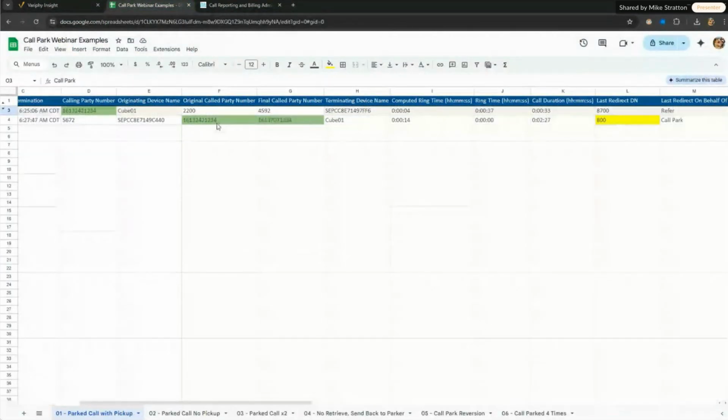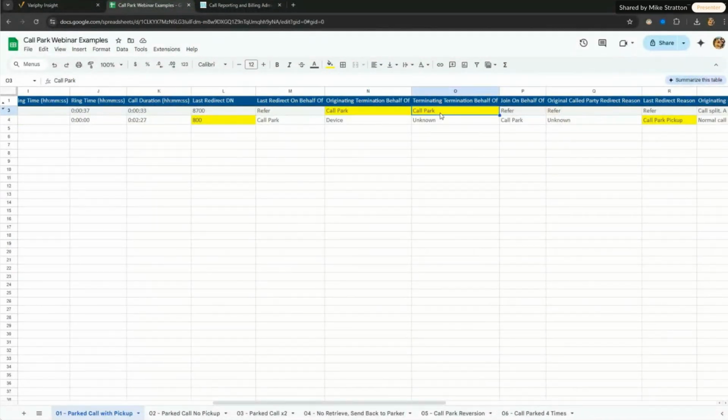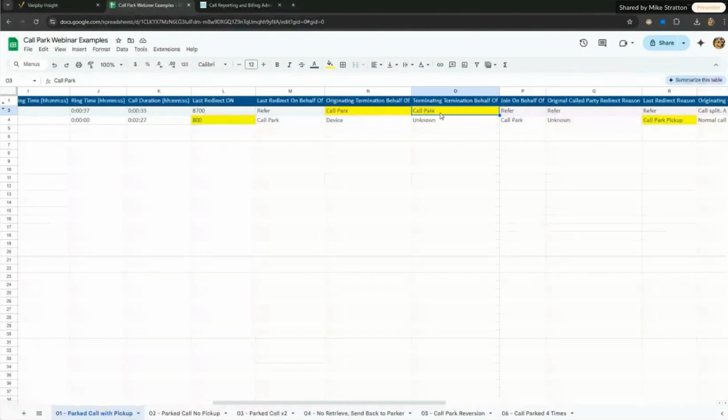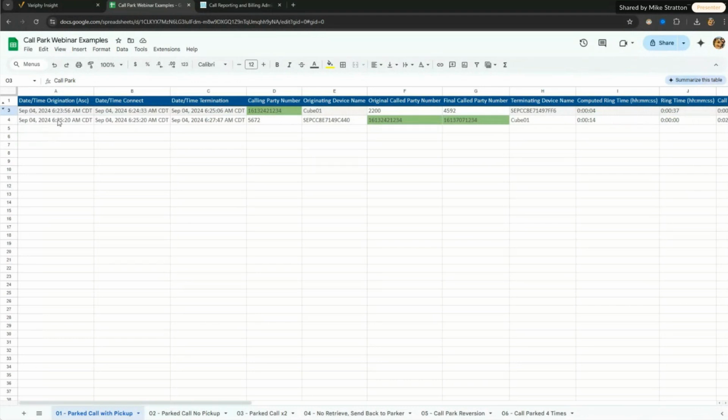So what we'll see here then, again, the fields in yellow, this is your call park here. And then if the call is retrieved, then we see a second record. So again, we're not getting that middle leg when this person here is put on hold. We only see it when the call is retrieved.